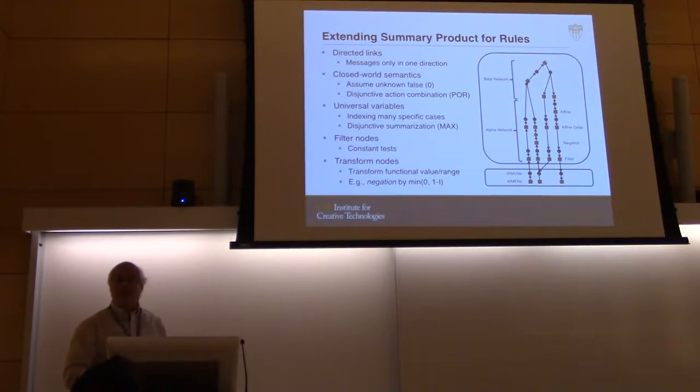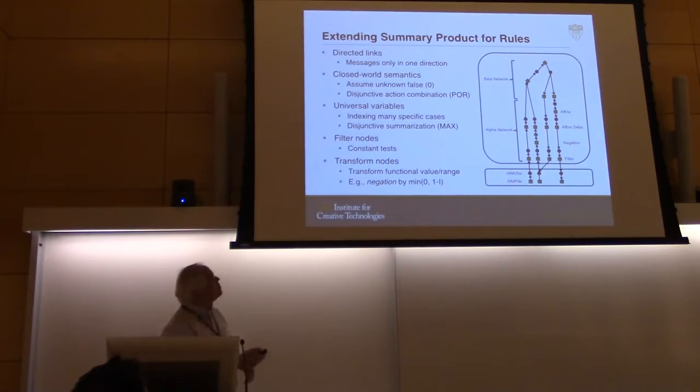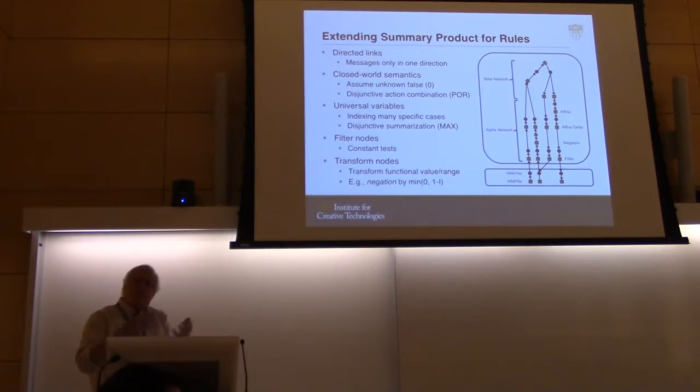We're going to see this pop up again when we get to neural networks. It's an extension, though, of normally what's going on in a factor graph. So these are the kinds of extensions we made in service of rules, and they gave us a broader summary product algorithm, or graphical model, but not quite a factor graph when you make these kinds of changes to it.